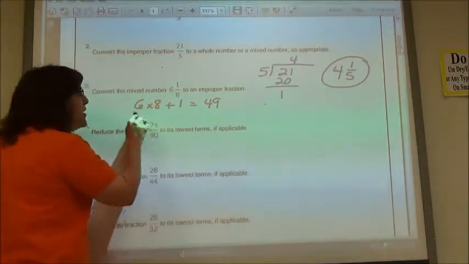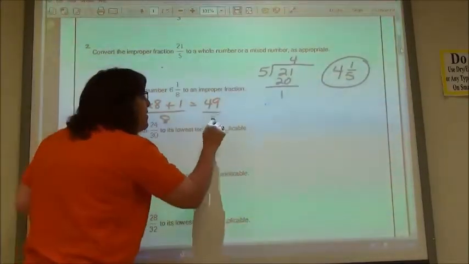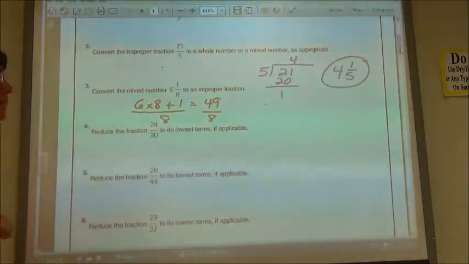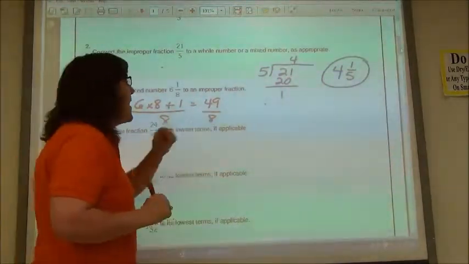My denominator's not ever going to change. It's going to be that same 8 that was the denominator of that fraction before. So 49/8.